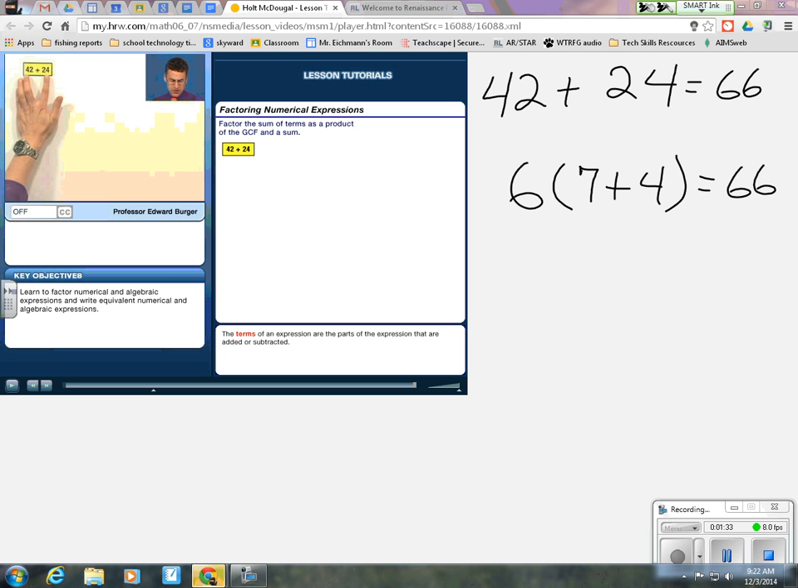This is using the distributive property. Okay. What is 6 times 7? 42. What is 6 times 4? 24. Equals 66. That is our goal. We're going to get there, but there's a few steps in order to get there. You can't just pick any random numbers. Okay? This is called factoring.